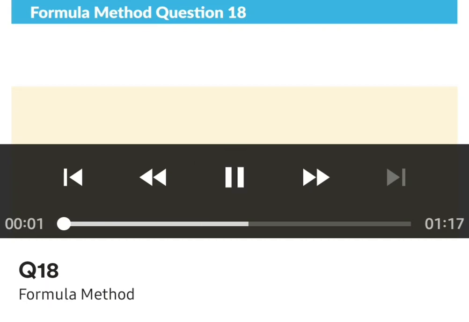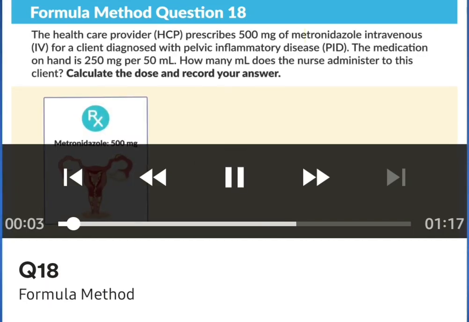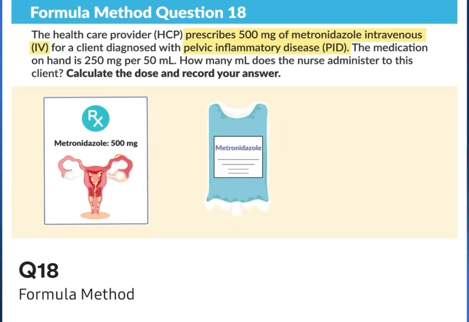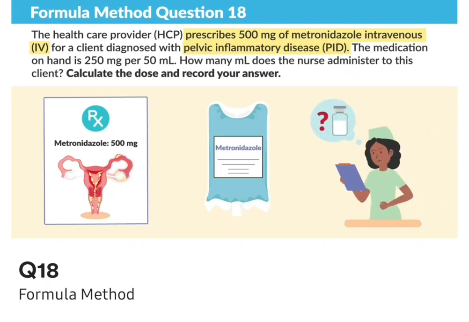Now, moving on to question 18. The healthcare provider prescribes 500 milligrams of metronidazole IV for a client diagnosed with PID. The medication on hand is 250 milligrams per 50 mLs. How many mLs does the nurse administer to the client?